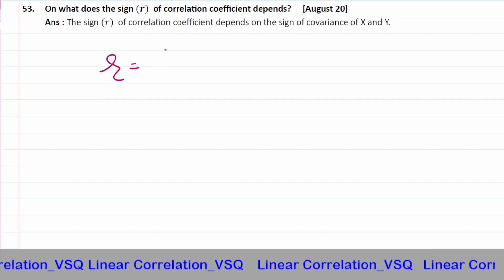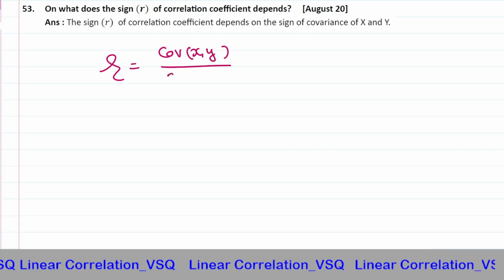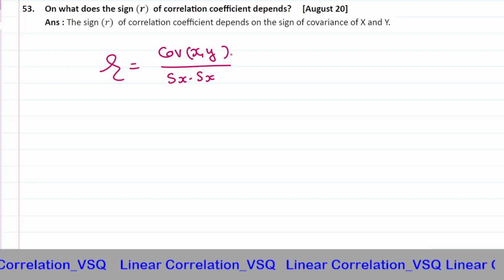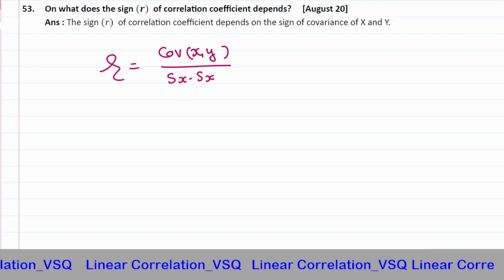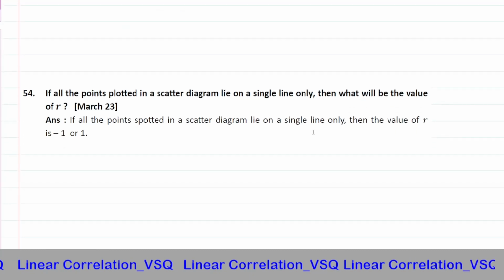Formula of R equals covariance of xy divided by sx into sy. We know that sx and sy are always positive. That's why the sign of R always depends on the sign of the covariance between x and y.